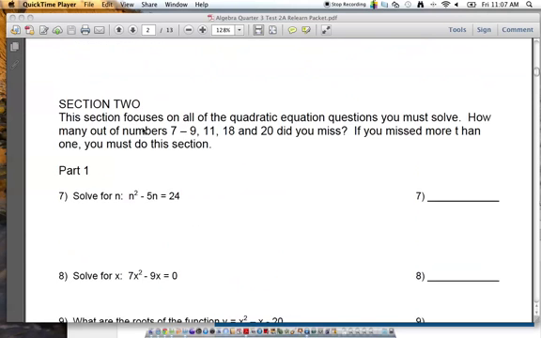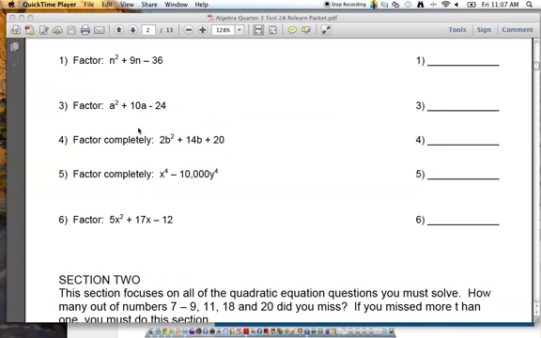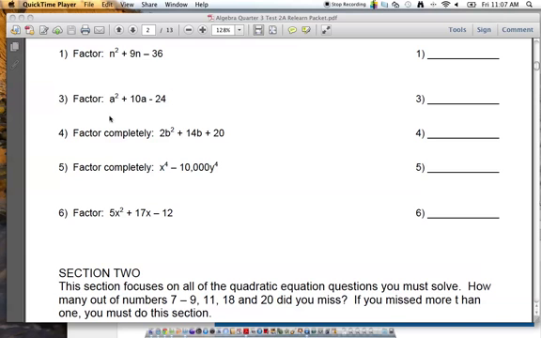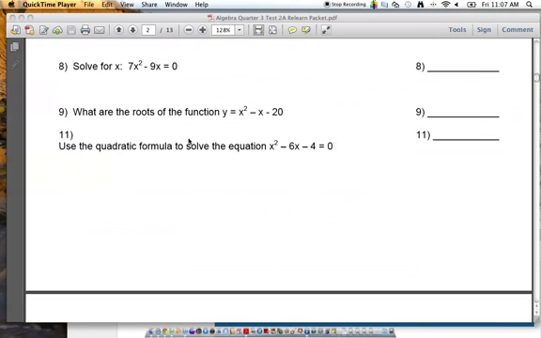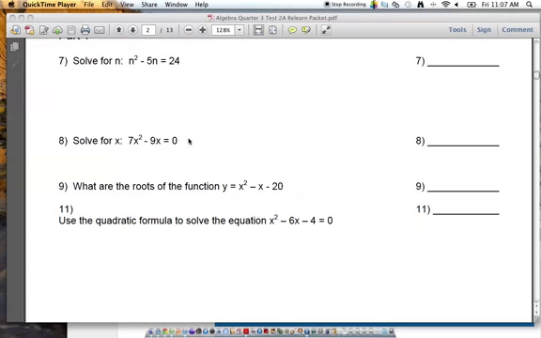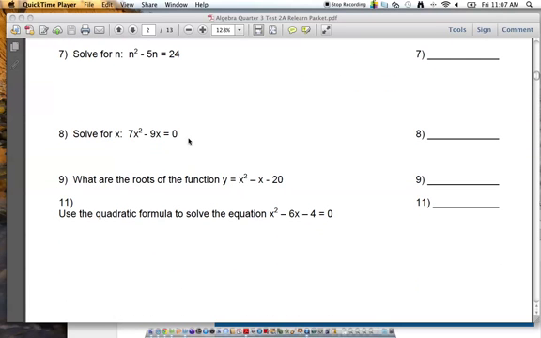Going back to the previous section, there were questions like this, number 3 here, where kids actually solved them and said A equals. Well, this isn't equal to anything and it doesn't say solve, it says factor, so you just put the factors up there. Now it's saying solve, which means factoring is a step toward the solution, but it's not the whole solution in and of itself.